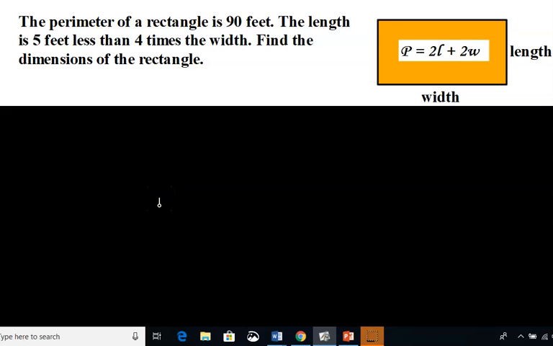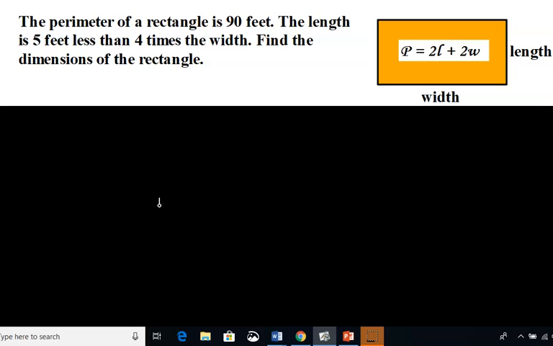In this video, I am going to show you how to solve a system using the substitution method. So the problem says the perimeter of a rectangle is 90 feet. The length is 5 feet less than 4 times the width. Find the dimensions of the rectangle.